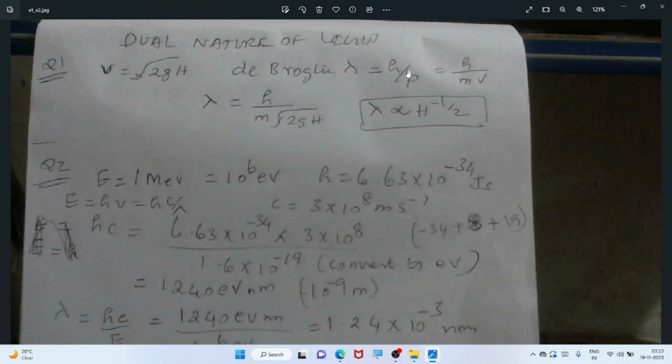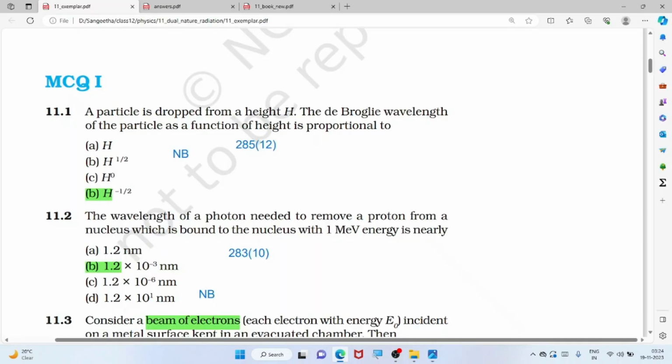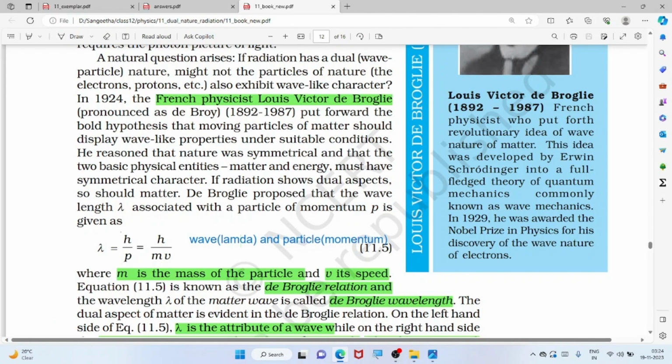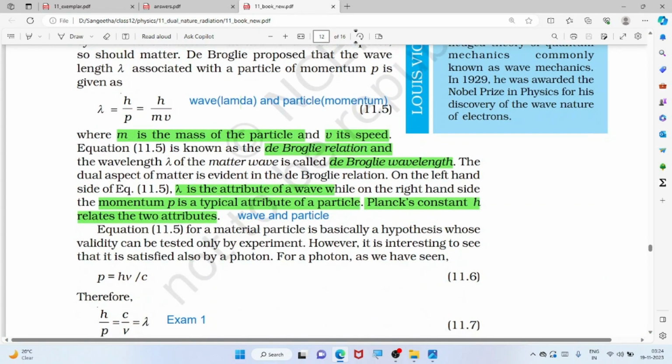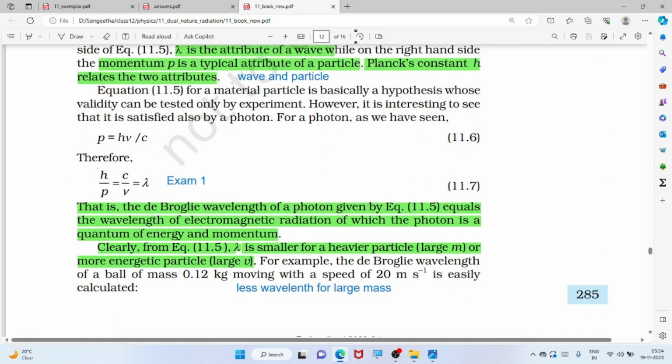So here, the de Broglie rule is h by p. If we replace the momentum with mass into velocity, and replace v using the velocity and height relation, you will get this. Because the height is under a square root and in the denominator, lambda is proportional to the height raised to the power of negative one half. So this is the answer. This is the equation, h by p.